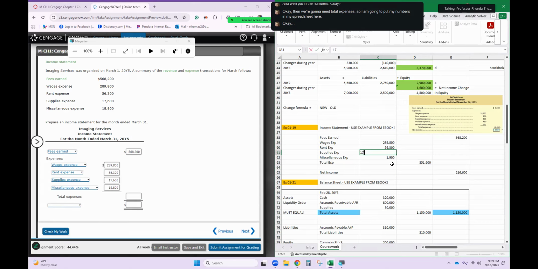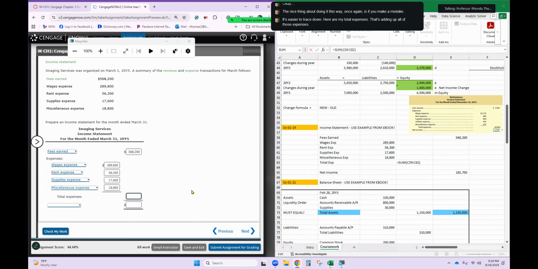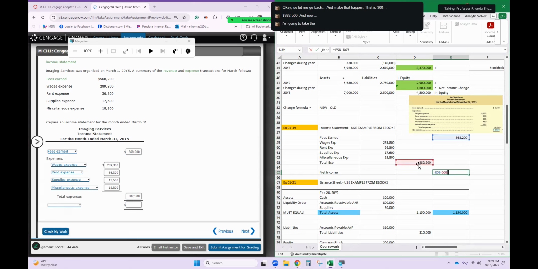The nice thing about doing it this way, once again, is if you make a mistake, it's easier to trace down. Here are my total expenses. That's adding up all of those expenses. Okay, so let me go back and make that happen. That is $382,500. And now I'm going to take the revenue and subtract the total expenses. And now we have net income because we have a positive number of 185,700.